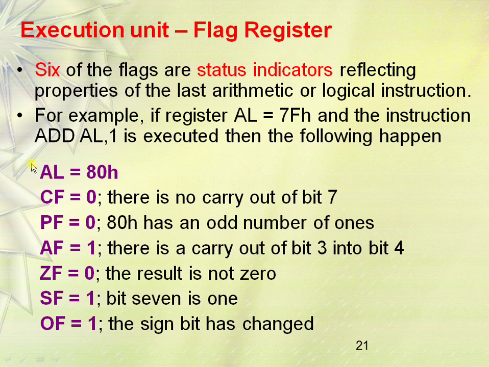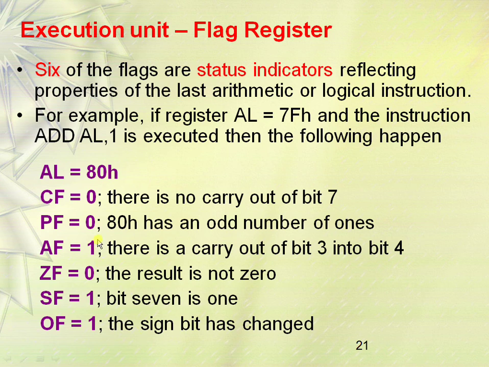Now after executing this instruction, let us see what the status flags are going to hold. Carry flag: as there is no carry, this would become 0. Parity flag: as you can see, only 1 one is present, which is an odd number of ones, therefore PF is 0. Auxiliary carry flag: now there is a carry from the lower nibble to the higher nibble. What do you mean by nibble? A nibble is nothing but 4 bits. Lower 4 bits are called the lower nibble, higher 4 bits are called the upper nibble.